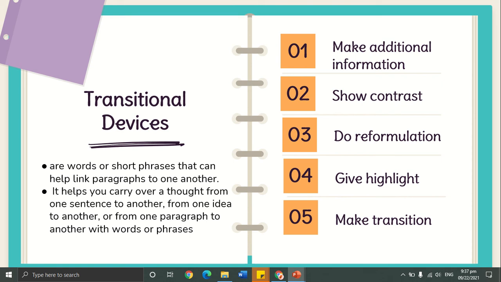It helps us carry over a thought from one sentence to another, from one idea to another, from one paragraph to another with words or phrases. For this session, we will be discussing 5 types of transitional devices, beginning first with additional information, second, show contrast, third, do reformulation, fourth, give highlight, and the last is make transition. Let's begin first with make additional information.